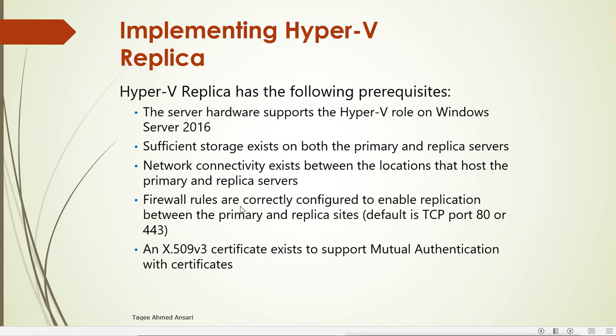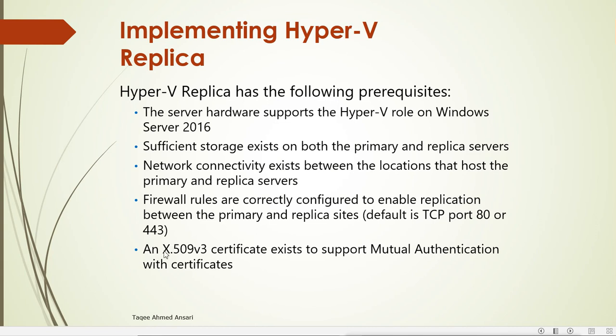Then firewall rules are correctly configured to enable the replication between the primary and replica sites. By default it uses TCP port 80, that is HTTP or HTTPS, for transferring the replica changes. So we have to configure our firewall properly to allow the replication to go through.